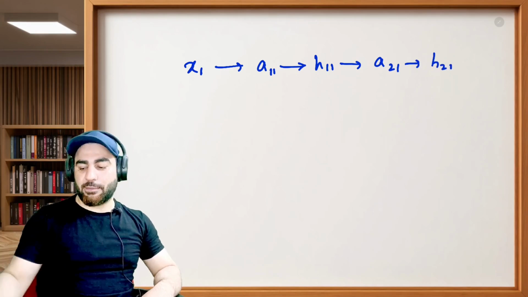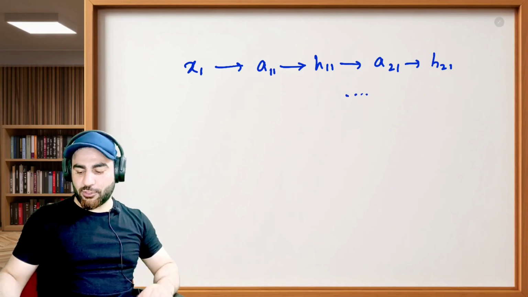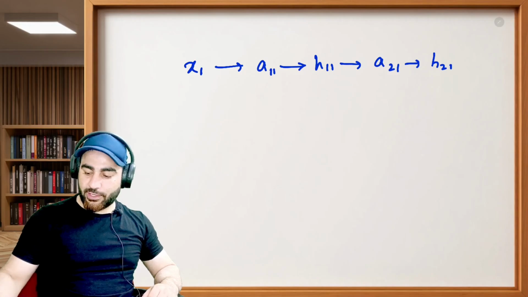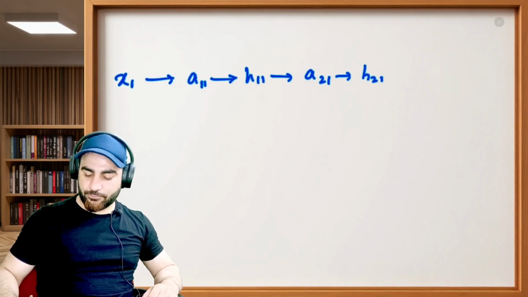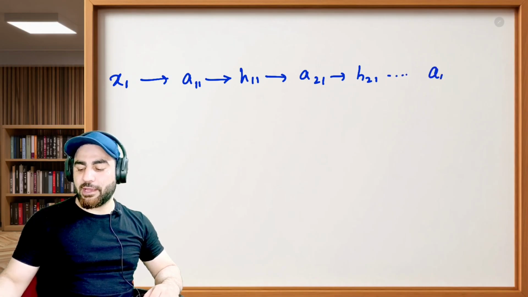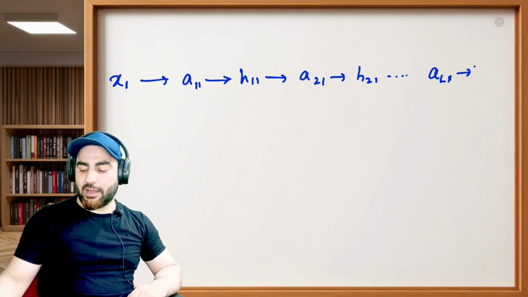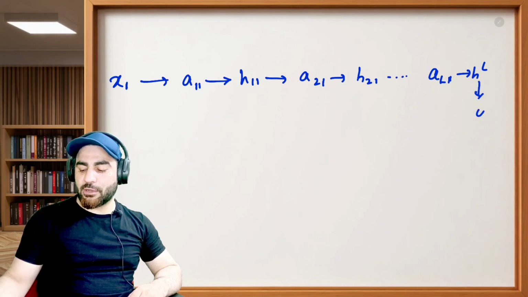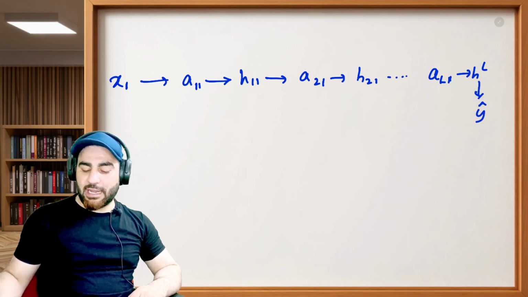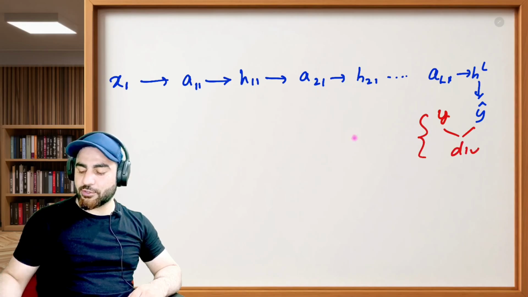You will give it some activation, and you can keep on going, so I have a huge network of this sort. After h21 you can have some layers, and you will have some aL1. At the Lth layer you will have the pre-activation, and after that you will have hL, and finally you will convert that into an output, let's suppose some prediction y, or you can directly use this as the prediction. And then you have this thing along with the original y, and there will be some divergence function which will give us the loss.